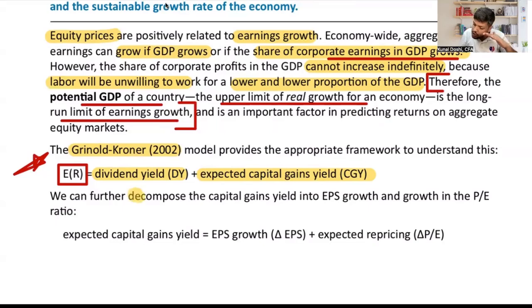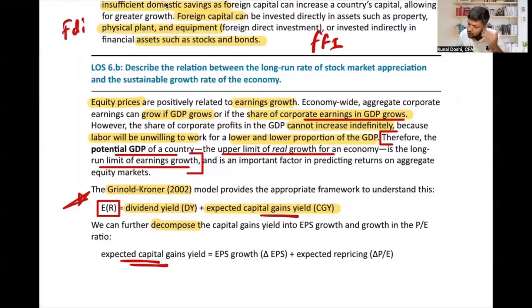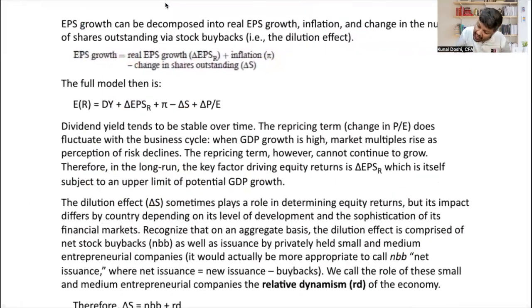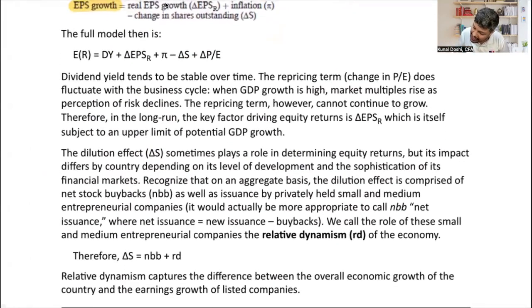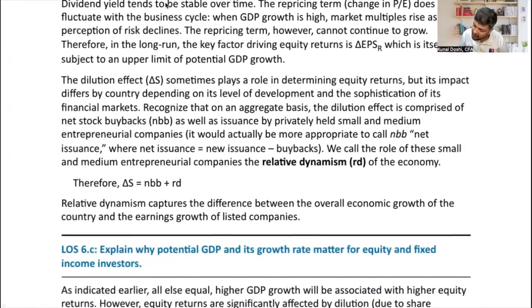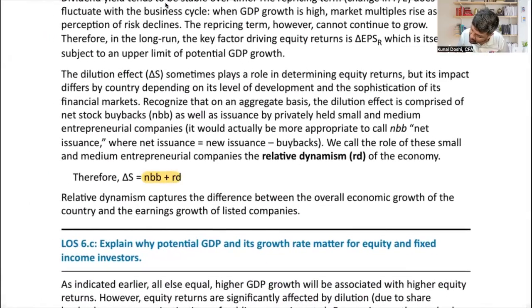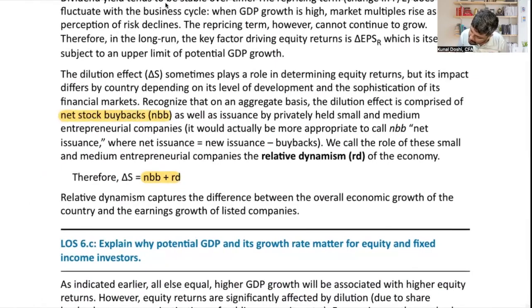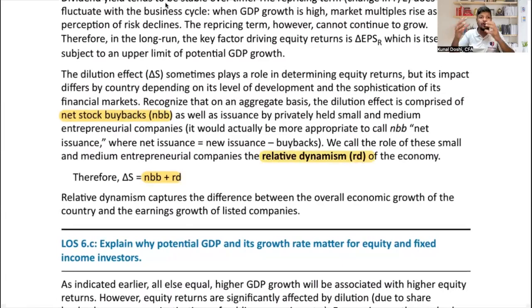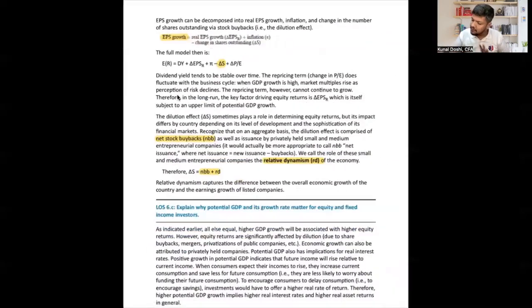Now they have decomposed all of that. For example, expected capital gains yield is decomposed into EPS growth and expected repricing. Then EPS growth is also decomposed into real growth, inflation and changes in shares outstanding. And then this change in shares is further decomposed into NBB, which is net stock buyback, plus relative dynamism. All of that is the decomposition of the Grinold-Kroner model. Now, I will do the decomposition right in front of you, and you can copy with me. It is very interesting. So I'll make just a flow chart for your reference, and then we'll go to the components and discuss.